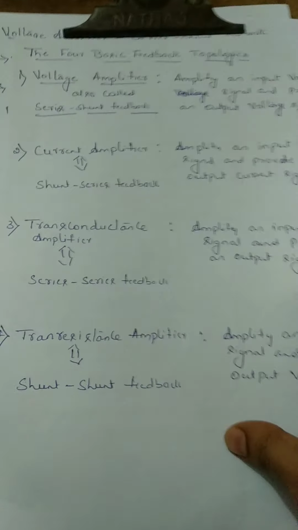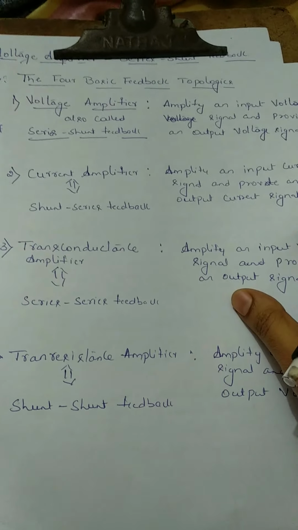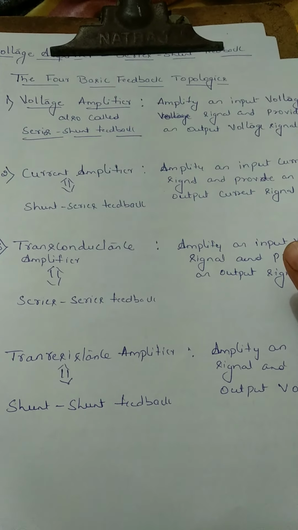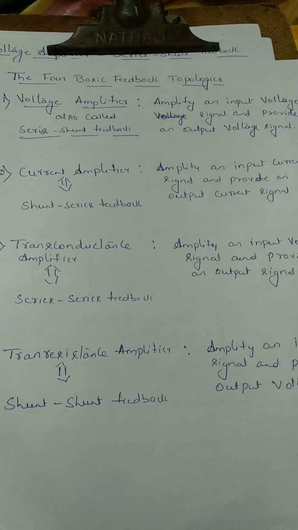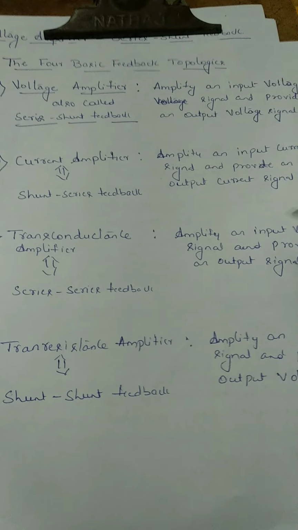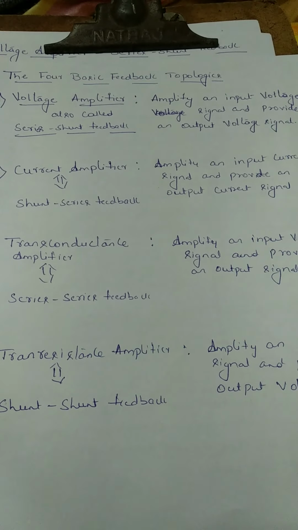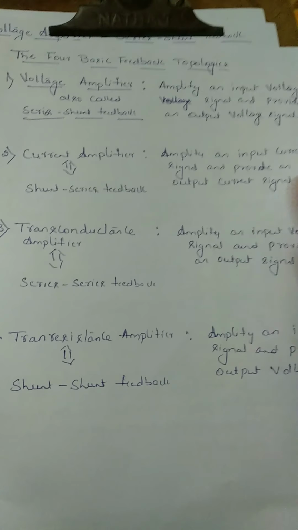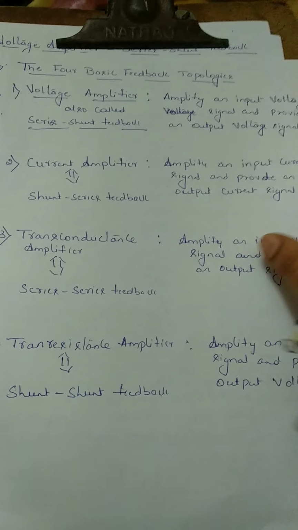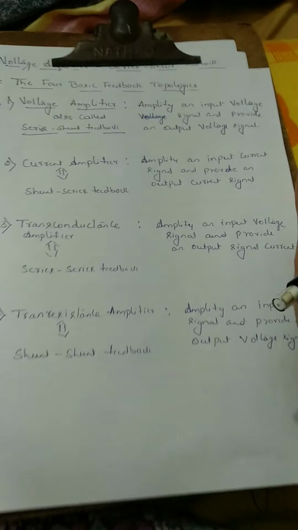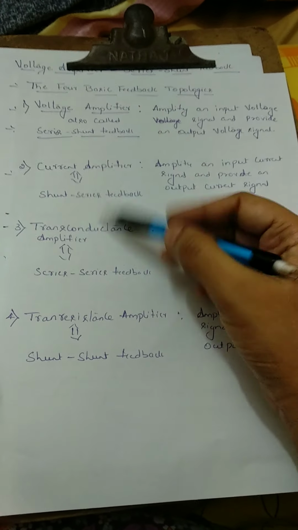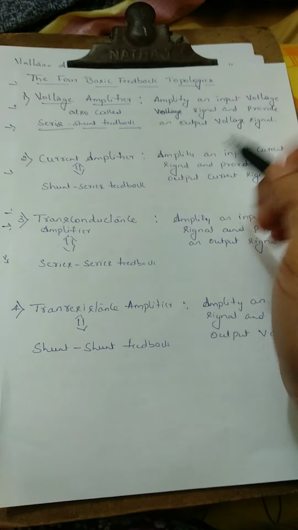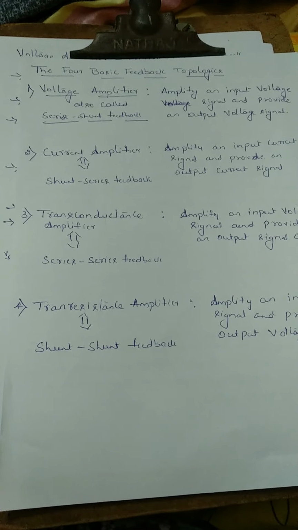Okay, so the next topic is the 4 basic feedback topologies. So till now we have seen what is feedback, what is positive feedback, what is negative feedback, where positive feedback has been used and where negative feedback has been used, and what are the properties of negative feedback. Now we'll see the 4 basic feedback topologies. So this is very important and also very confusing. For that you need to distinguish between all the 4. You need to memorize the differences between all the 4. All the 4 look the same.